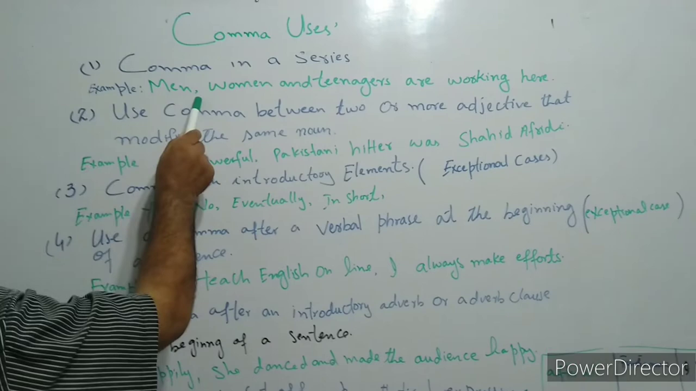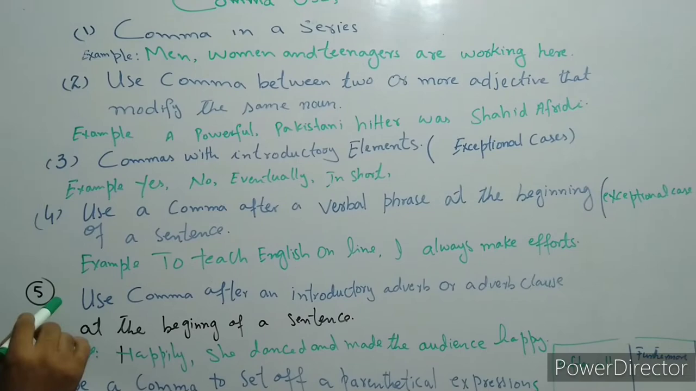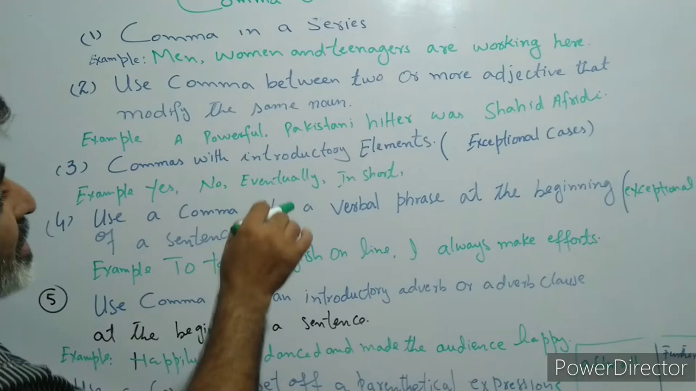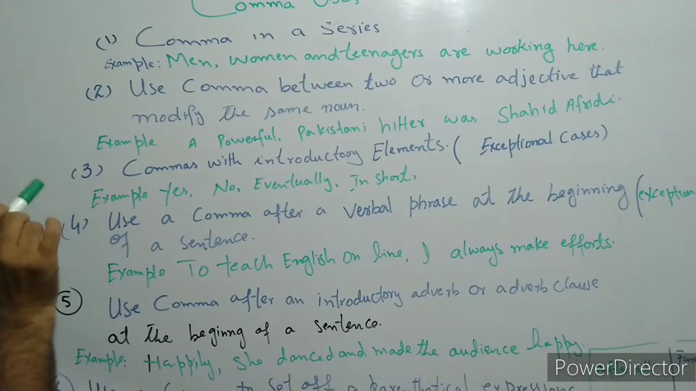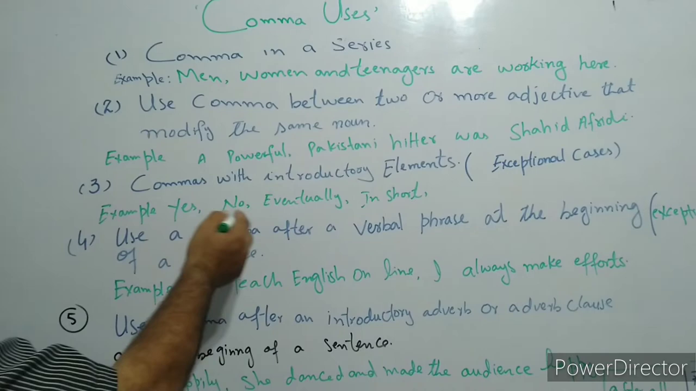This is one use. The second use: comma between two or more adjectives that modify the same noun. Example: a powerful Pakistani hitter was Shahid Afridi. So you can see this is an adjective, this is an adjective, and these adjectives are separated with the help of what? With the help of this comma.